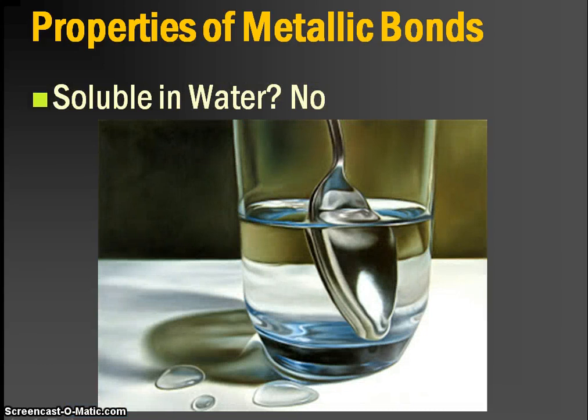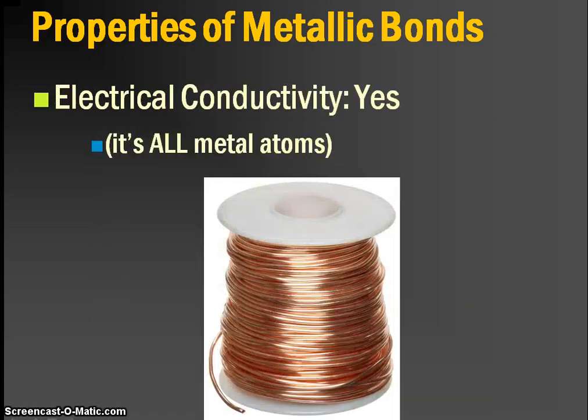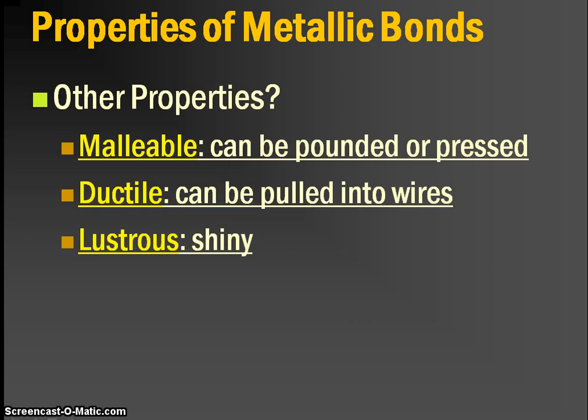We know metals will not dissolve in water, and we know metals will be great electrical conductors. They're also great heat conductors. Those metal atoms, those free electrons, are just able to pass those flowing electrons along. Copper, often used for electrical conduction. And of course, it's all metal, so metal conducts.